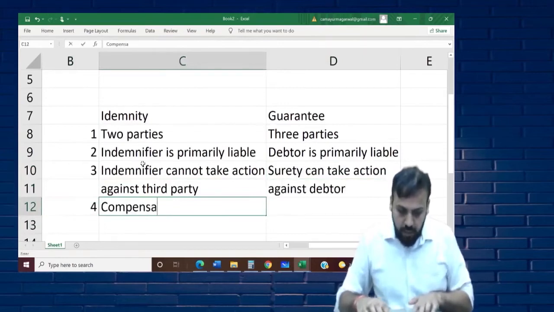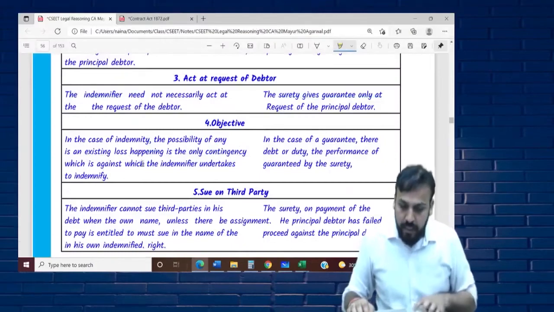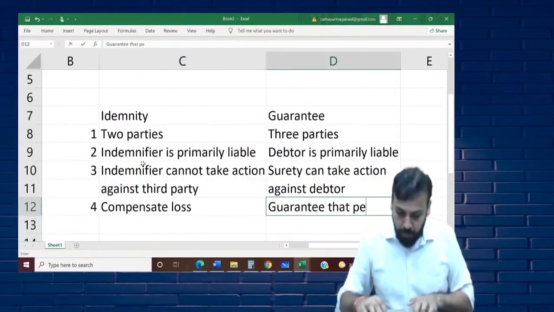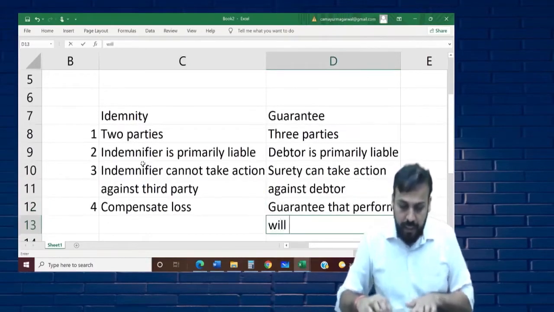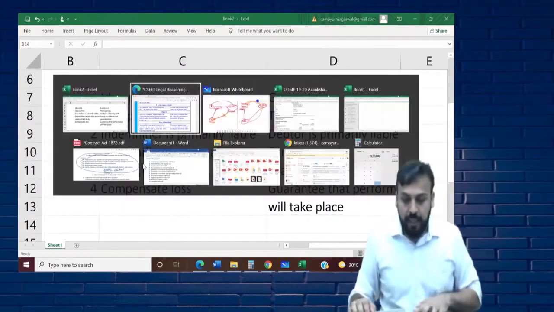Same way, what is the object? In indemnity, the main object is to compensate the loss. And what is the main object in guarantee? Guarantee that performance will take place. We are sure that performance will take place and you will get the money. So these are the major differences between indemnity and guarantee.